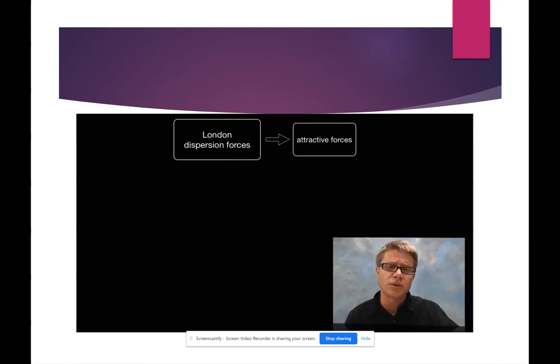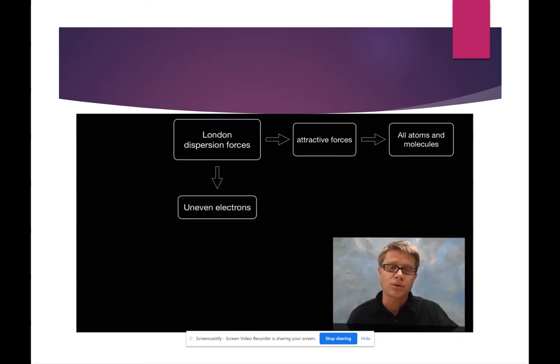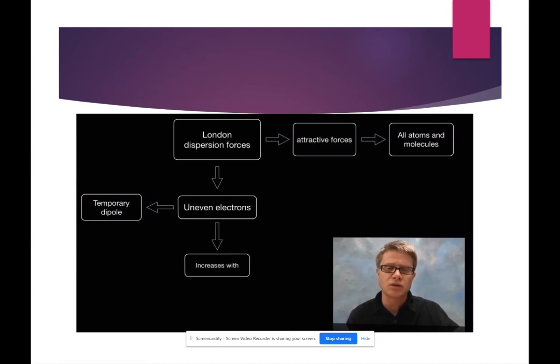The London dispersion forces are going to be attractive forces. These are intermolecular, between molecules. They're going to be found in all atoms and molecules. Everything is attracted through London dispersion forces. It's really important. What really develops them are uneven electrons. As the electrons are distributed unevenly, they create what are called a temporary dipole. Those are going to be a molecule that has a charge, has a positive and a negative charge.